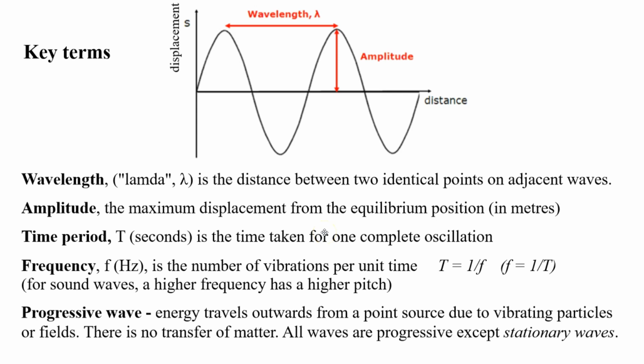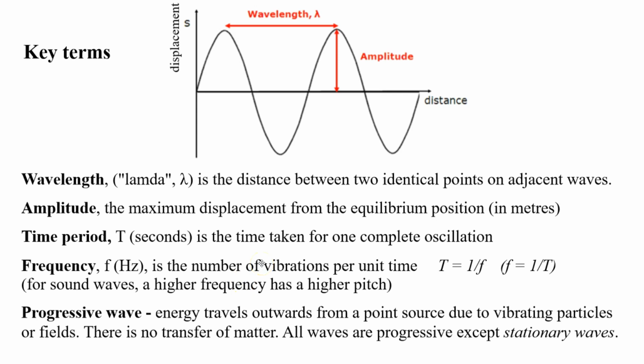The time period, that's straightforward. That's the time taken for one complete oscillation. The frequency is the number of vibrations per unit time. And there's a simple relationship between T and f. They're inversely proportional. So T is equal to 1 over f, f is equal to 1 over T. We can make the distinction between pitch and frequency. They both mean similar things, but pitch is used for sound waves. This is a musical term, so a higher frequency relates to a higher pitch. But frequency is the better, more generic term.